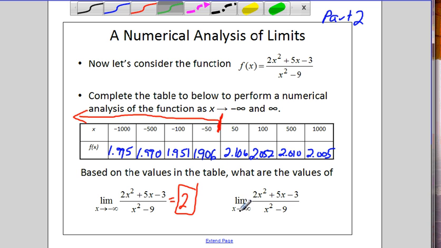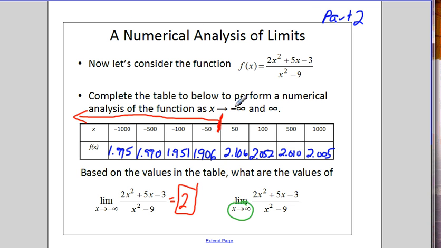Over here, as x approaches positive infinity, say there's my dividing line: 50, 100, 500, 1000. The x values are getting bigger and bigger and bigger. 2.106, 2.052, 2.010. Again, it looks like these numbers are approaching 2.